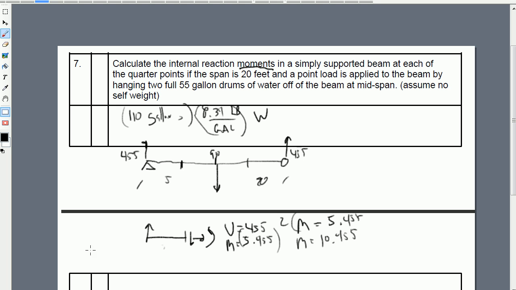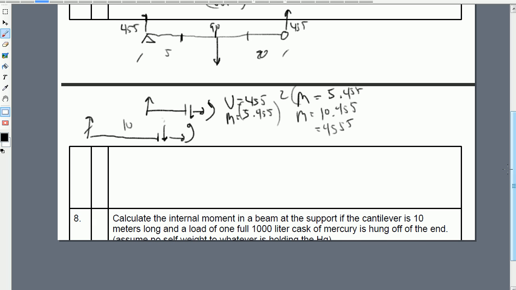Why? Once again, you showed the reactions. You walk backwards until you were just on the inside of that. That's 10. And you said, what's behind us is not important. And you realize that if this is 455 out of 10, the moment is going to be 10 times 455. So that's how you do a problem like that. Recognize the quarter points.